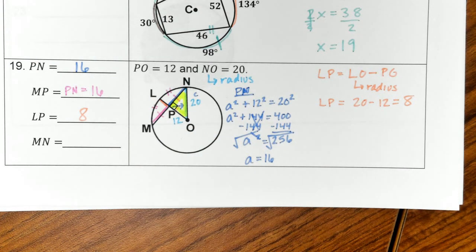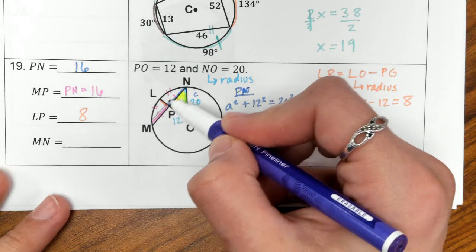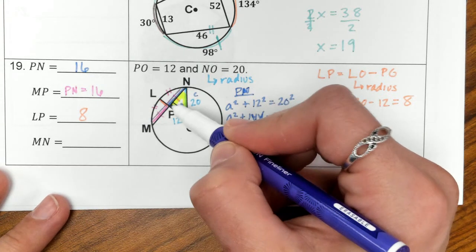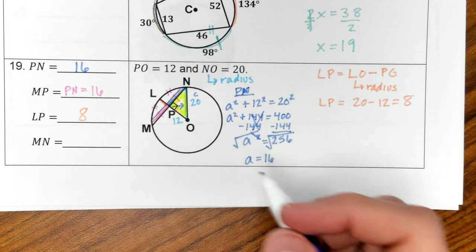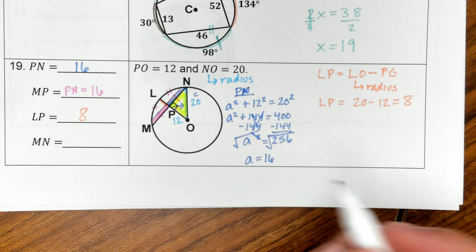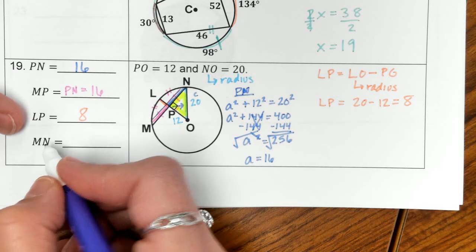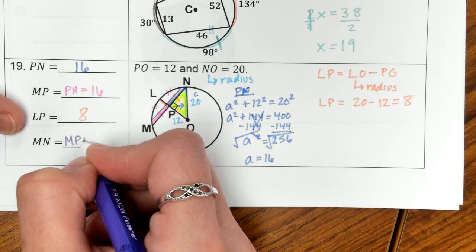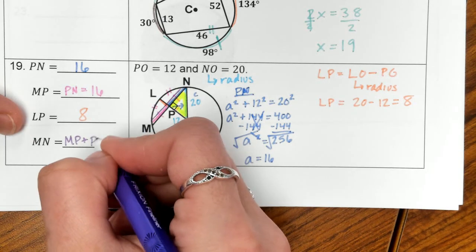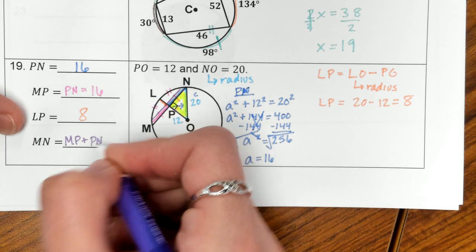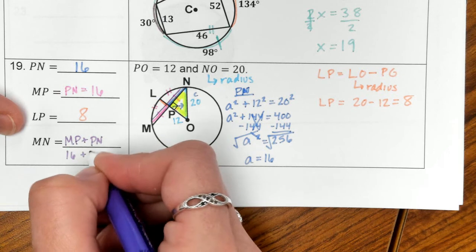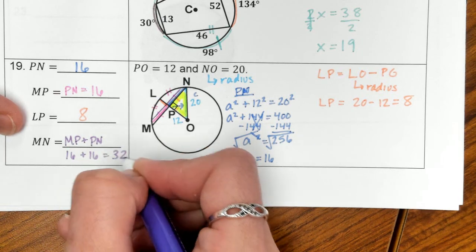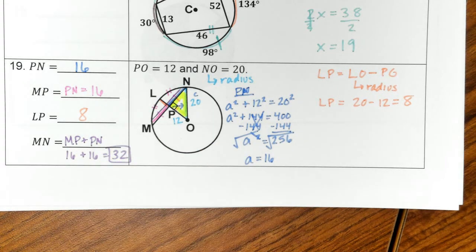Now MN. They're kind of jumping around a little bit with us here. But MN is going to be this entire segment right here. So we have the two parts, but we don't have the whole. So this is your segment addition postulate. Your MN, we need to realize, is going to be MP plus PN. And so MP was 16, so is PN, so we get 32. All right, and there's your page 2.